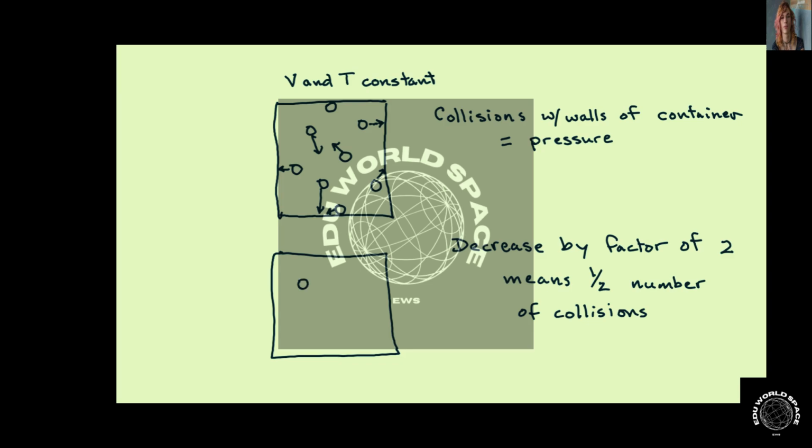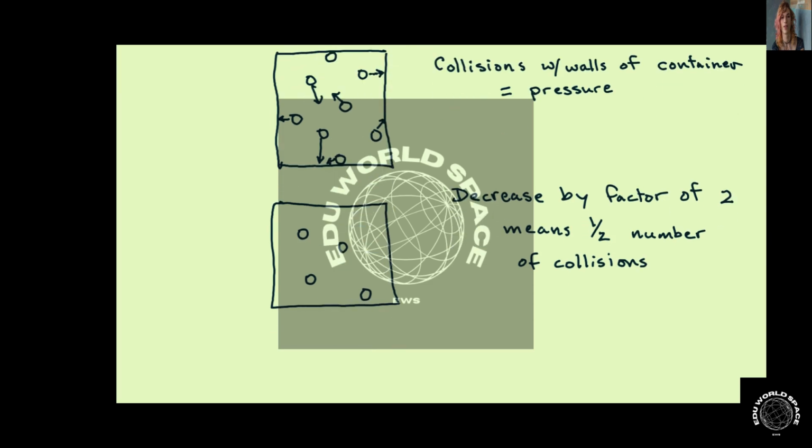So I had 8 up there. In my diagram here, I'm just going to have 4. That's going to give me half the number of collisions. Therefore, the correct answer is going to be letter B.